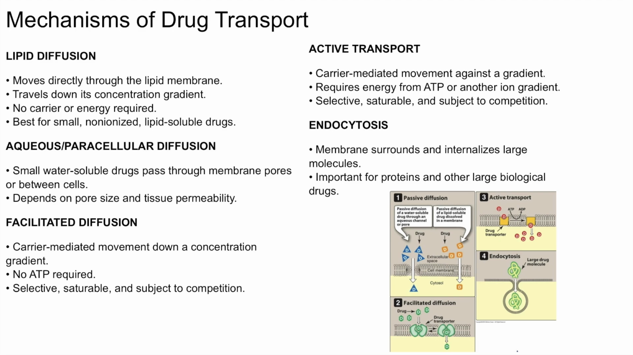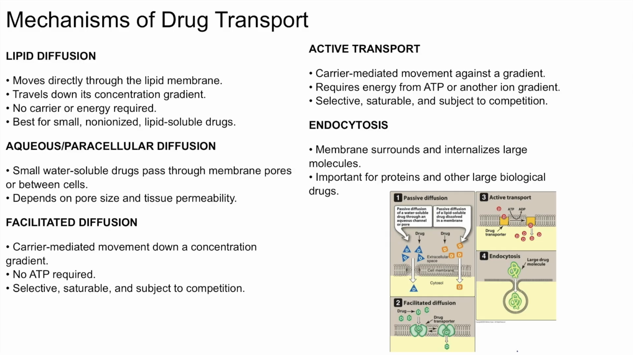Drugs cross biological membranes through several mechanisms. Lipid diffusion is the most common. A drug dissolves in the membrane and moves down its concentration gradient without a carrier or energy. It works best for small non-ionized lipid-soluble drugs. Aqueous or paracellular diffusion allows small water-soluble molecules to pass through pores or between cells. Its importance depends on pore size and tissue permeability.